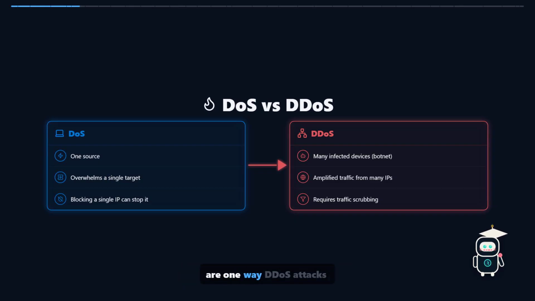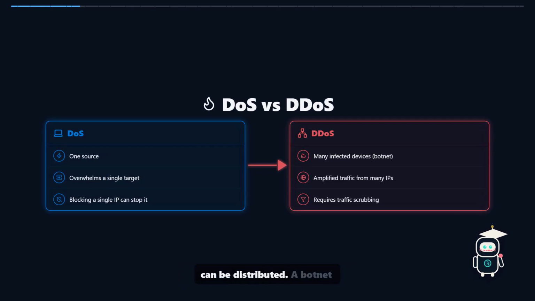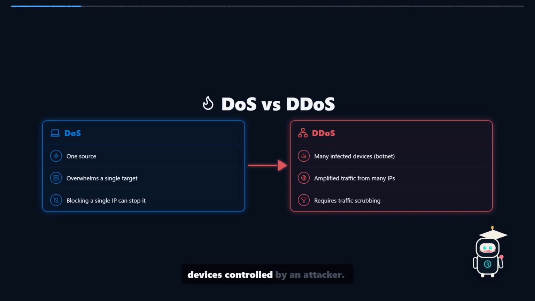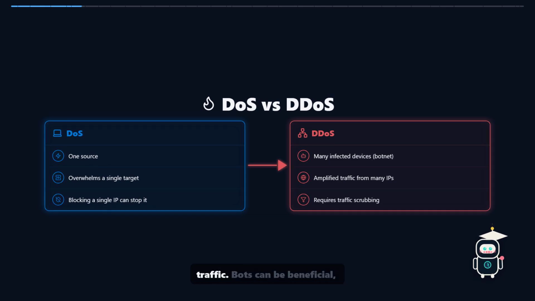Botnets are one way DDoS attacks can be distributed. A botnet is a group of compromised devices controlled by an attacker. But do not confuse all automated bot traffic with DDoS traffic.